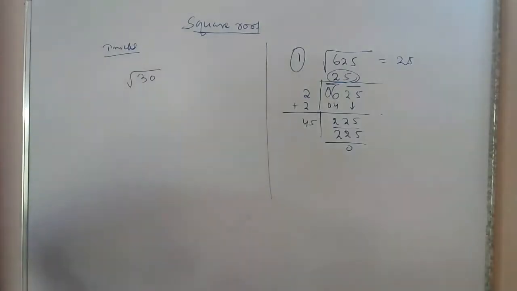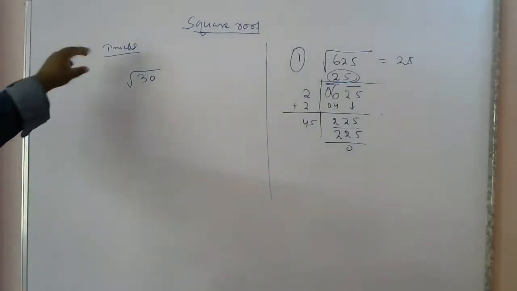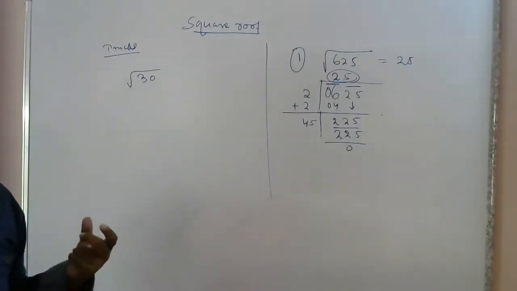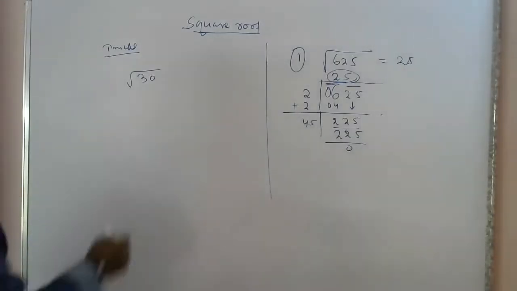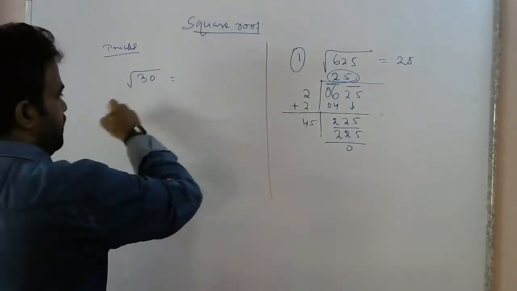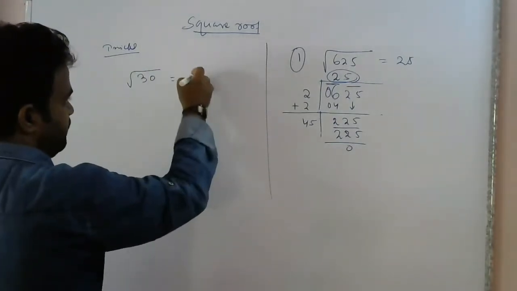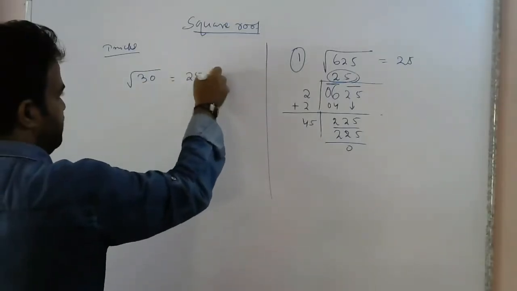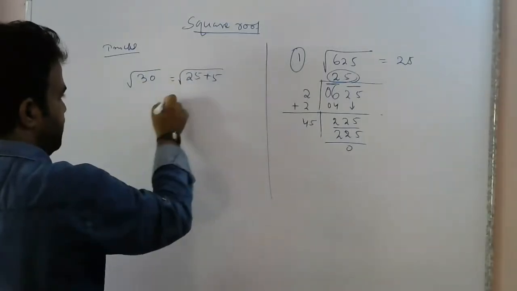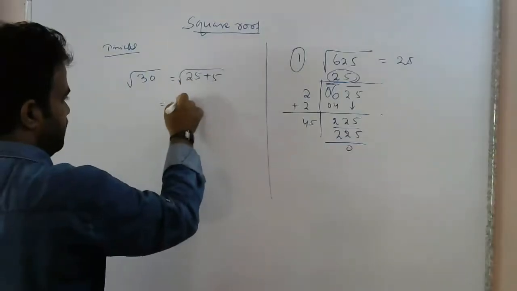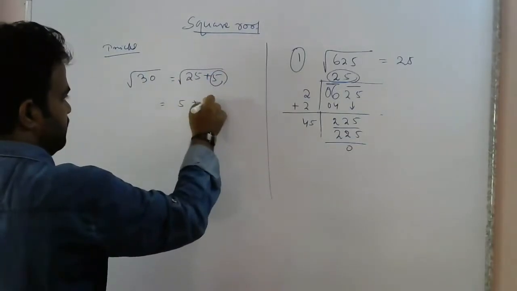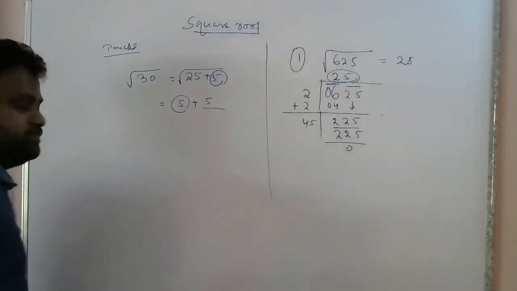Square root of 30. So what is this rule? Tricks rule. You will find the nearest perfect square first. What is the nearest perfect square? Let's say 25. So 25 is 5 squared. Okay, so I'll write 25 plus 5. Then what I'll do? The square root of 25 is 5, plus I'll write 5 divided by double of this 5.